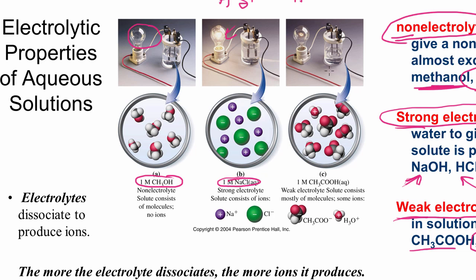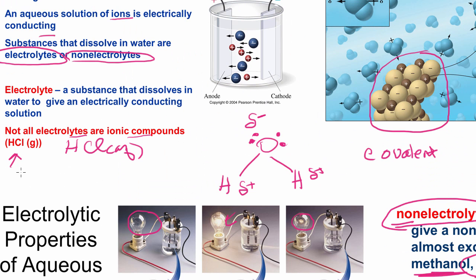Now here we have some acetic acid. We call that a weak electrolyte. It only partially ionizes. Notice the bulb lights a little bit, a very, very dim light. That's because you've only got a few ions in the solution. The key here is the more the electrolyte dissociates, the more ions it produces, and therefore the greater the electrical conductivity, if you will.